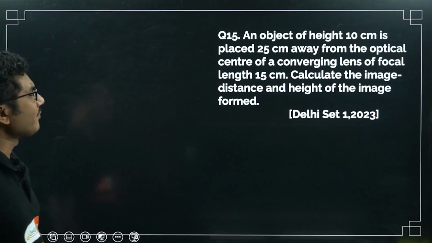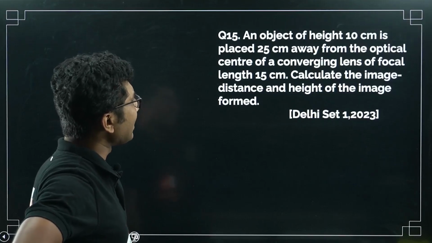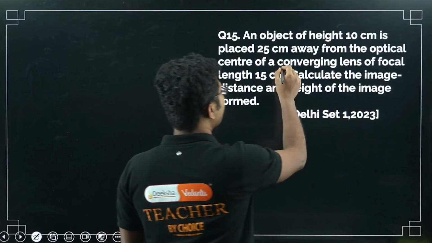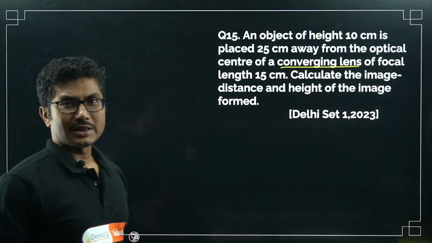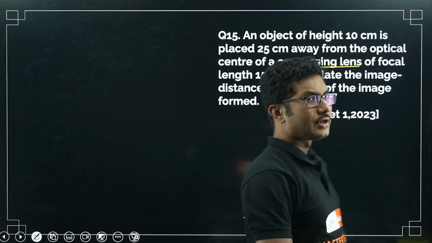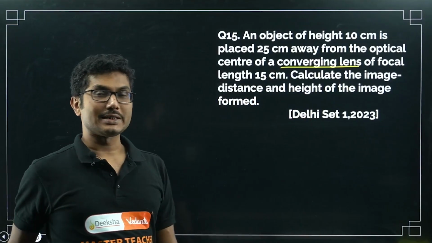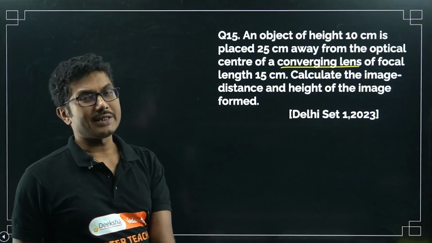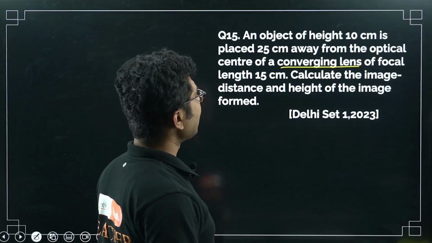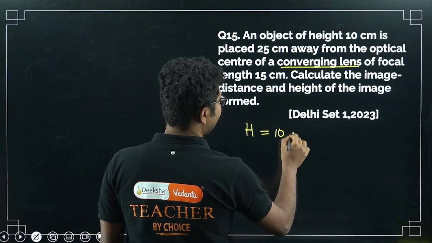Next is an object of height 10 centimeter placed 25 centimeter away from the optical center of a converging lens. Converging lens means convex lens. In general we refer to a convex lens as a converging lens, even though a convex lens can produce diverging rays in some cases, but in most cases, 90% of cases, it produces converging rays. So that's why we say it's a converging lens.